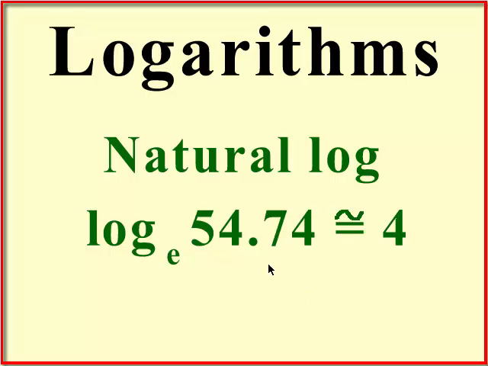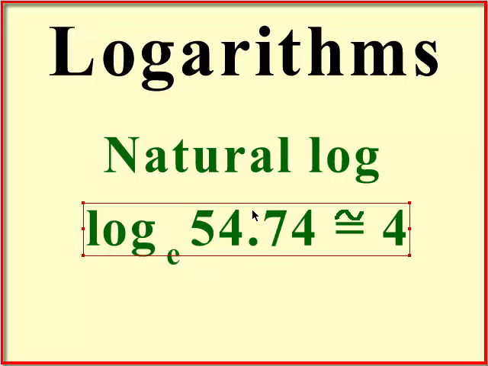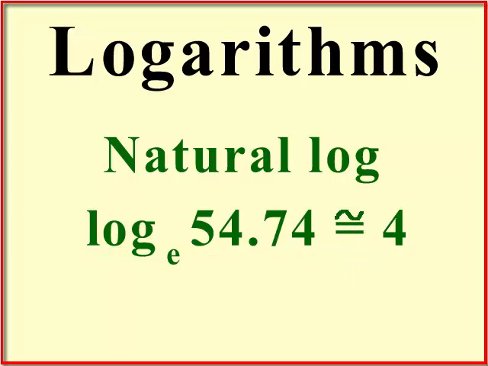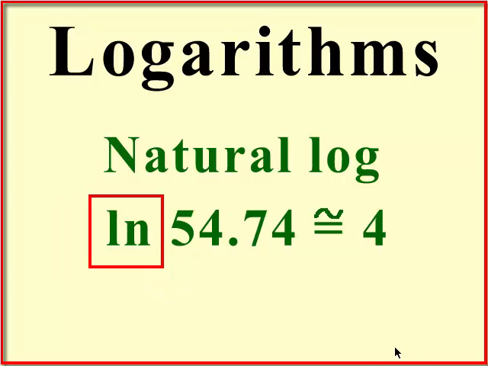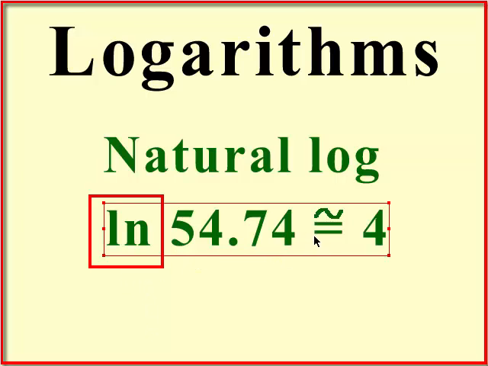So here's an example. Log base E of this number, 54.74, is roughly 4. I had to put that roughly in there because I had to do some rounding. But now, we don't write the log base E like that. We write it like this. Boom. And it's just called the natural log. So this is the natural log of 54.74, roughly equals 4.